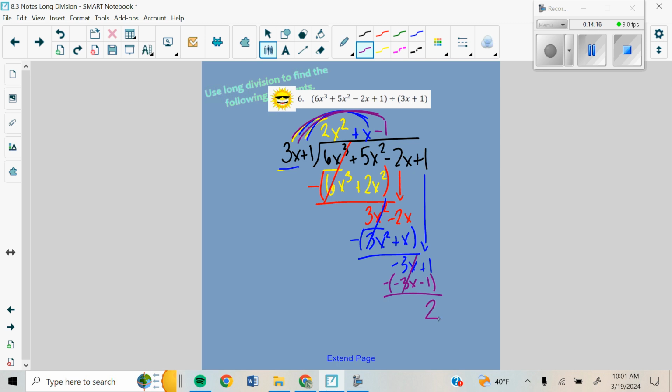Now, back in middle school or elementary, when you first started learning division, you just made an R2. But we don't do that here. We are writing with a polynomial. And so this is a positive 2. So we're going to say plus 2, and then we're going to divide by 3x plus 1. So hopefully you remembered that from last year. So when we have a remainder, we put it over our divisor, what we're dividing by. Okay. All right, hopefully that went well for you.